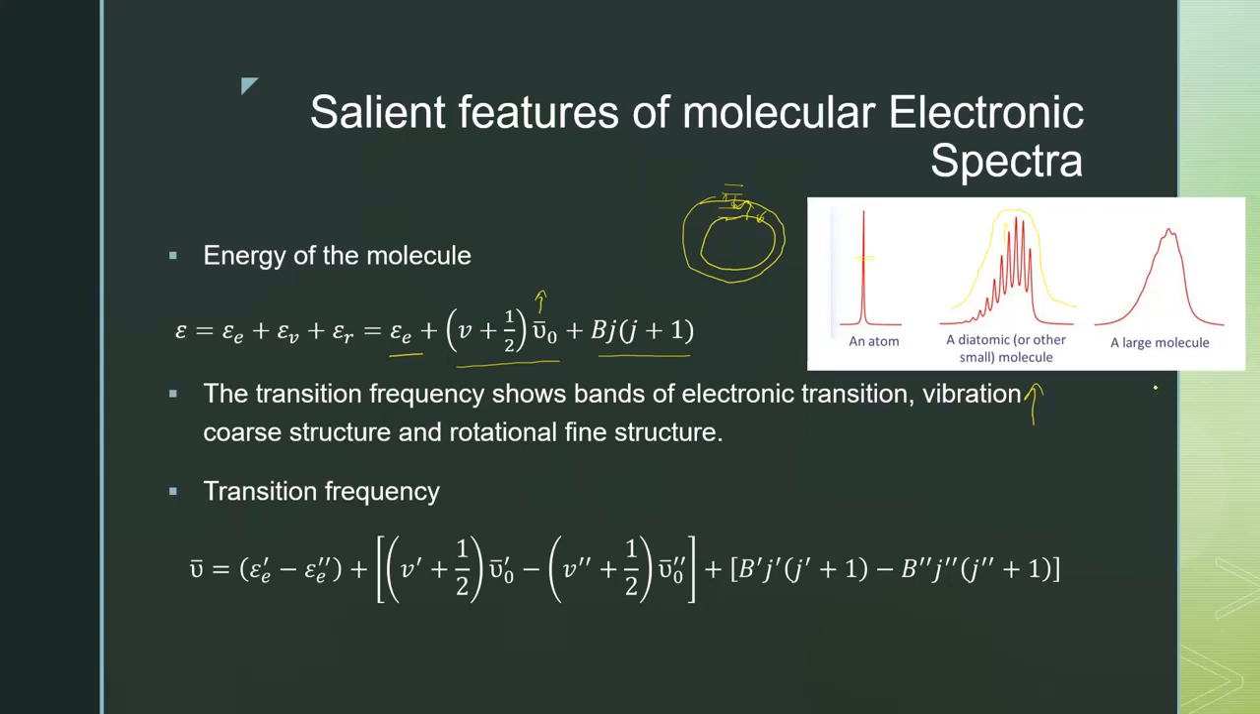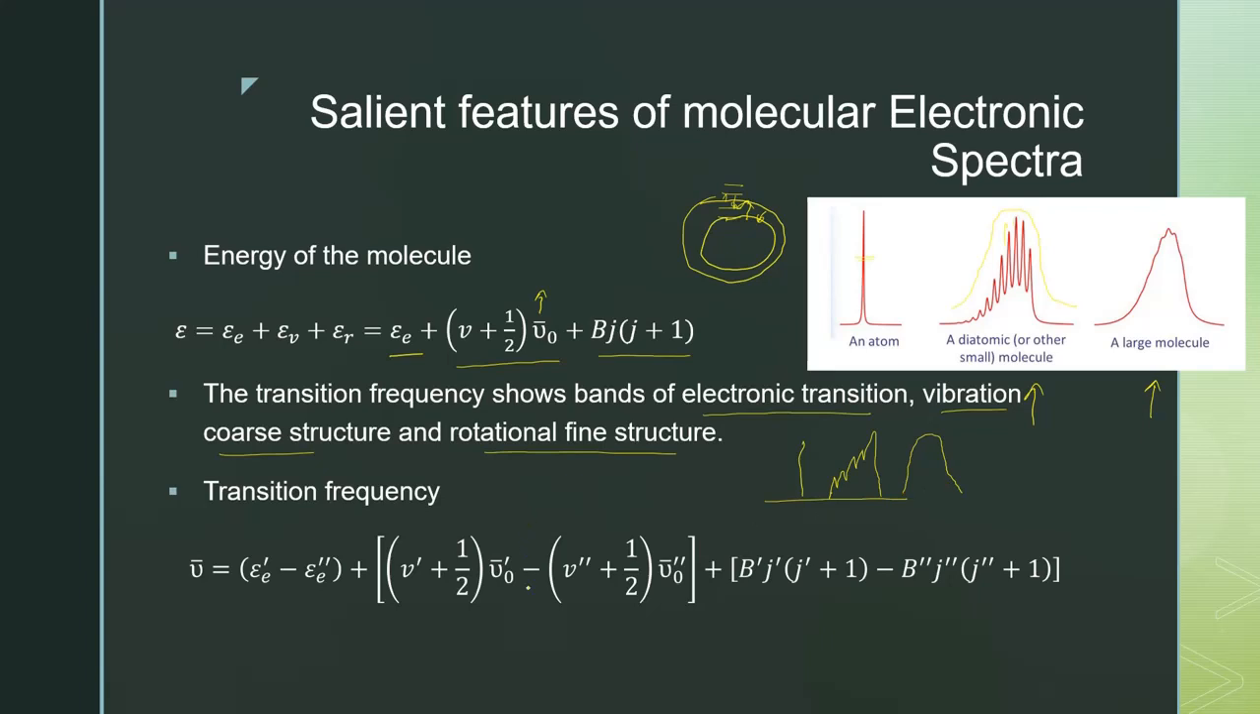If the molecule is large enough, all these vibrational energy levels will be packed together, and this will give us the vibrational coarse structure. The transition frequency shows the bands in the electronic transition in the vibrational coarse structure and also the rotational coarse structure. So instead of getting a single line in the spectra, what we are expecting is multiple lines, maybe discrete or maybe continuous if these levels are more and more closely arranged.